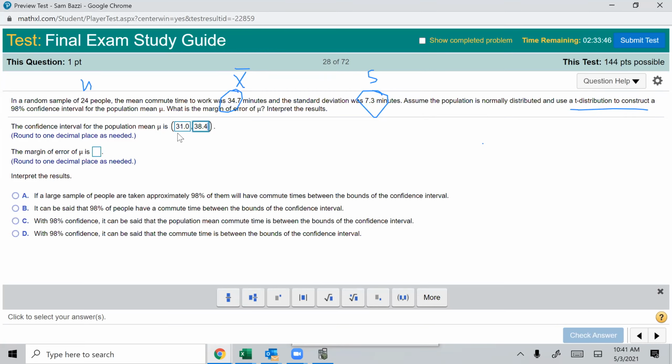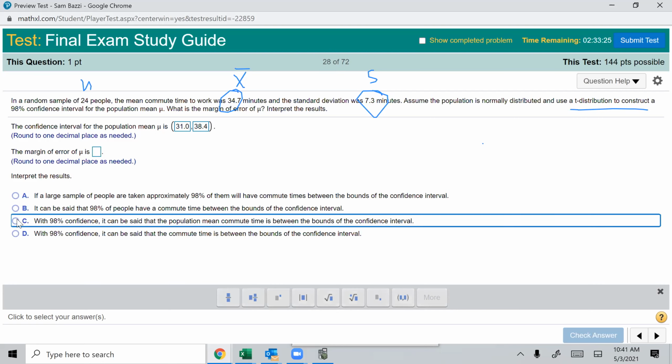The margin of error, since you have the interval, guys, you can subtract the two values and divide by 2, you get the margin of error. Interpret the results. It can be said with 98% confidence that the mean commute time is between 31 minutes and 38.4 minutes. Which one says that? There you go, right here.